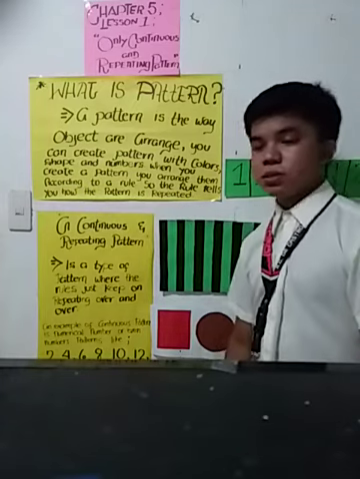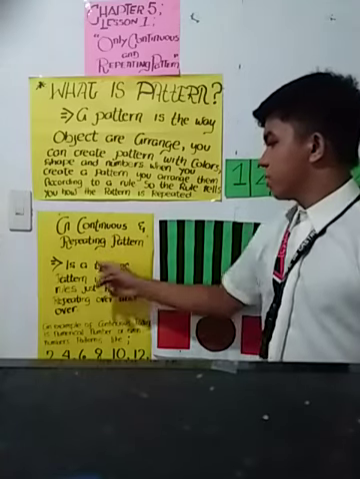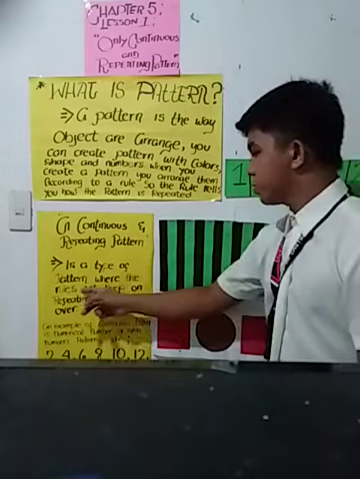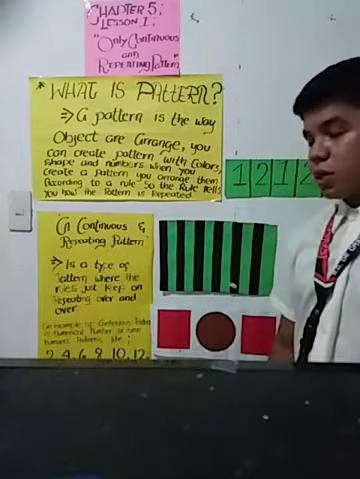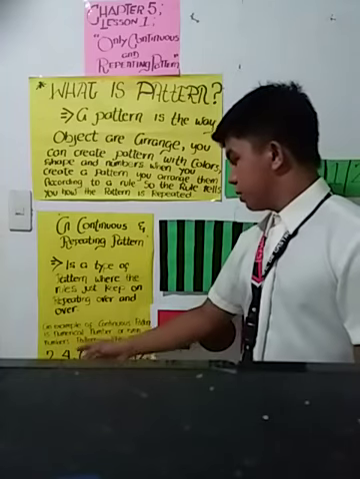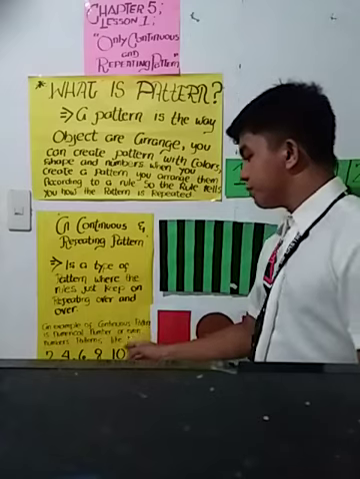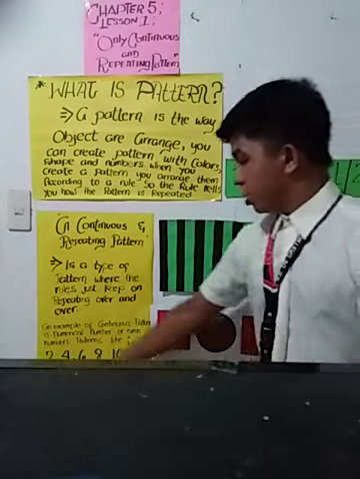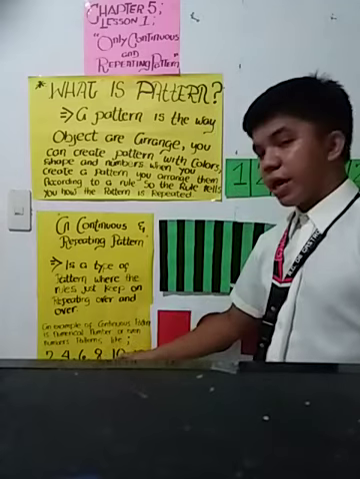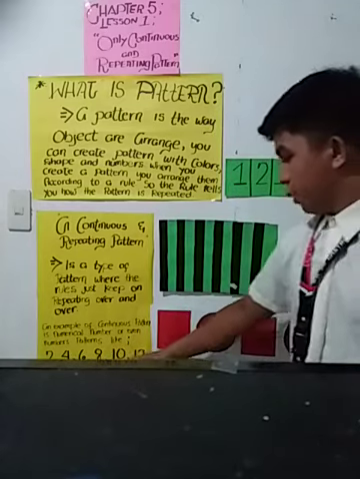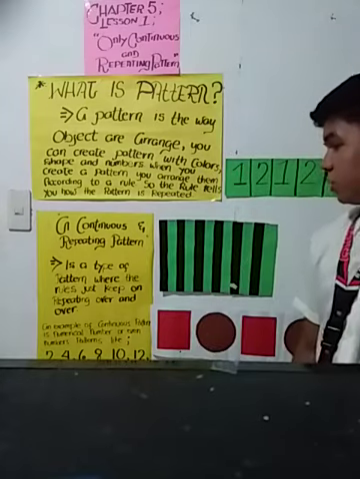Another piece of information: a continuous and repeating pattern is a type of pattern where the rule just keeps on repeating over and over. An example of a continuous pattern is a numerical pattern, like even numbers: 2, 4, 6, 8, 10, 12, 14, 16, and 18.